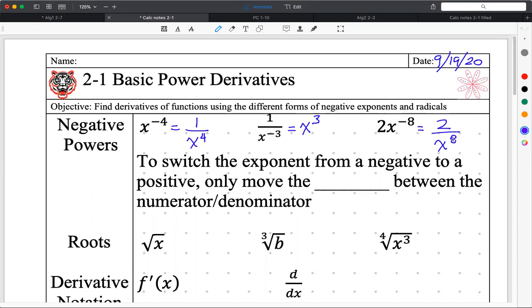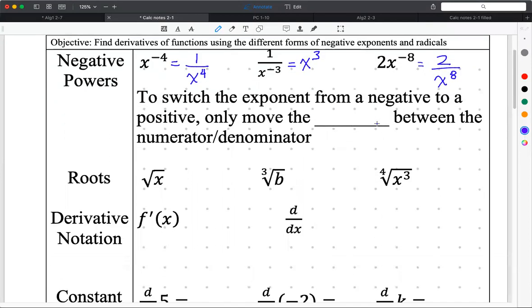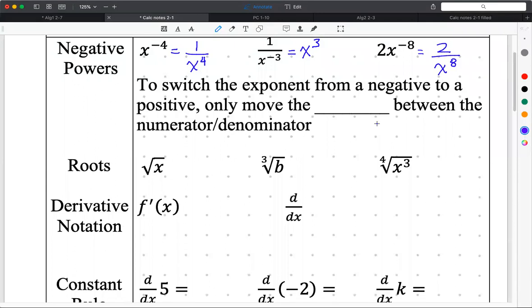It is 2 over x to the 8th, which is important because this negative exponent only applies to the x. It does not apply to the 2. Do not move the 2 unless it has its own negative exponent. Leave it in the numerator. That is a common mistake, but now hopefully you will not make it as much. So in words, to switch the exponent from a negative to a positive, only move the thing between the numerator and denominator. What is another name for x?